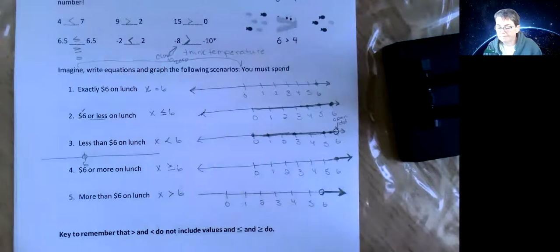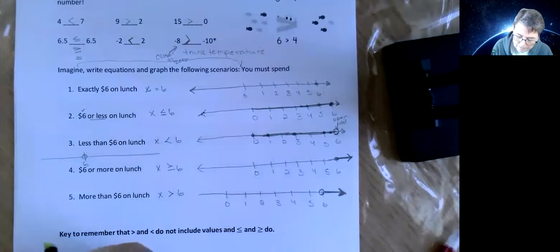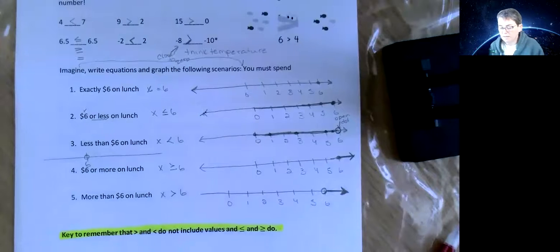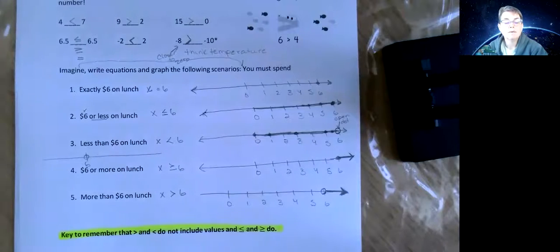And there we go. Okay, so big important thing to remember: less than and greater than do not include the values, whereas the ones with the little bars are reminding you this is equal to. And there we go, inequalities, part one.